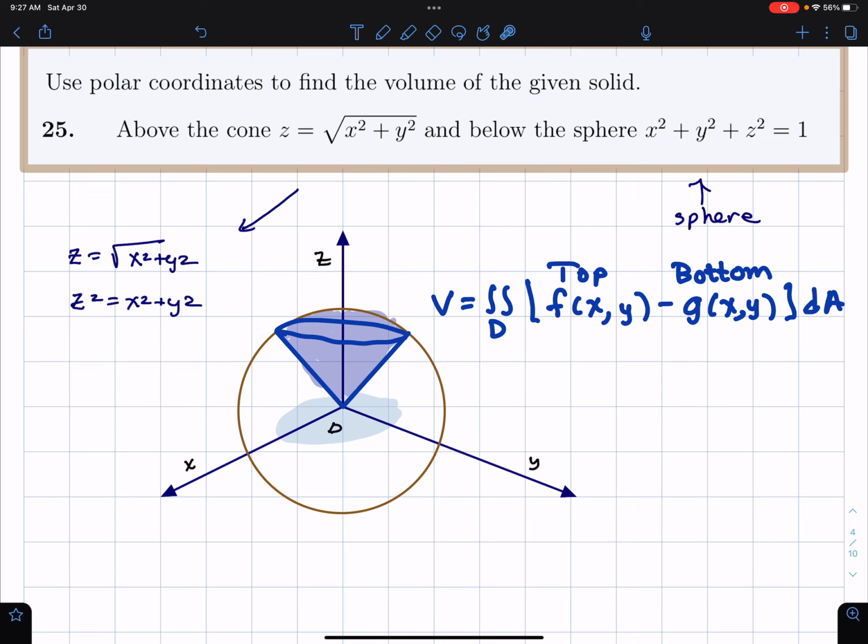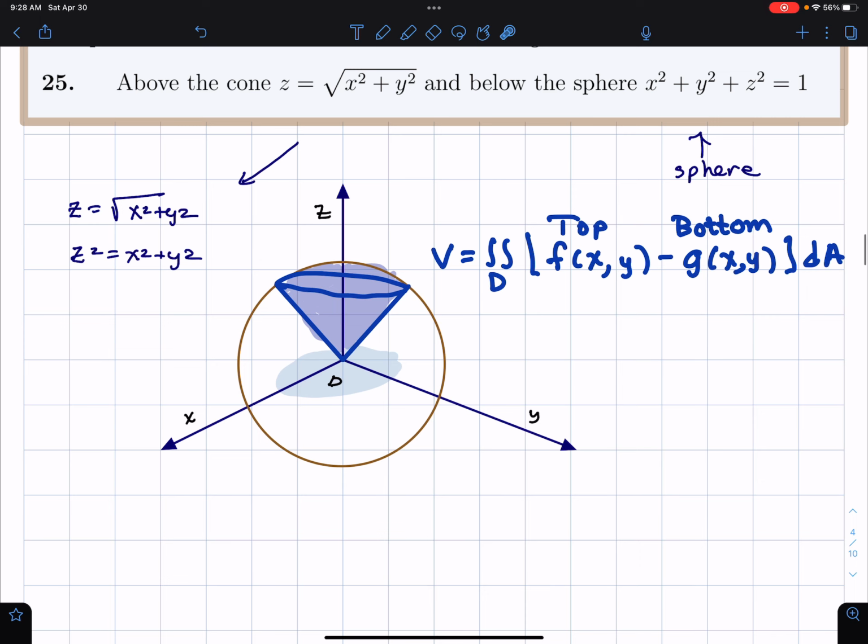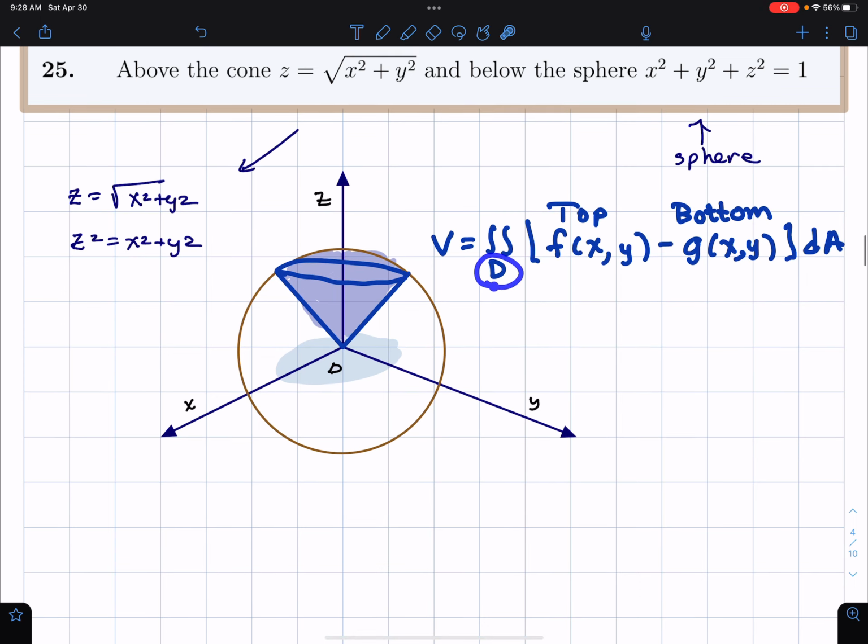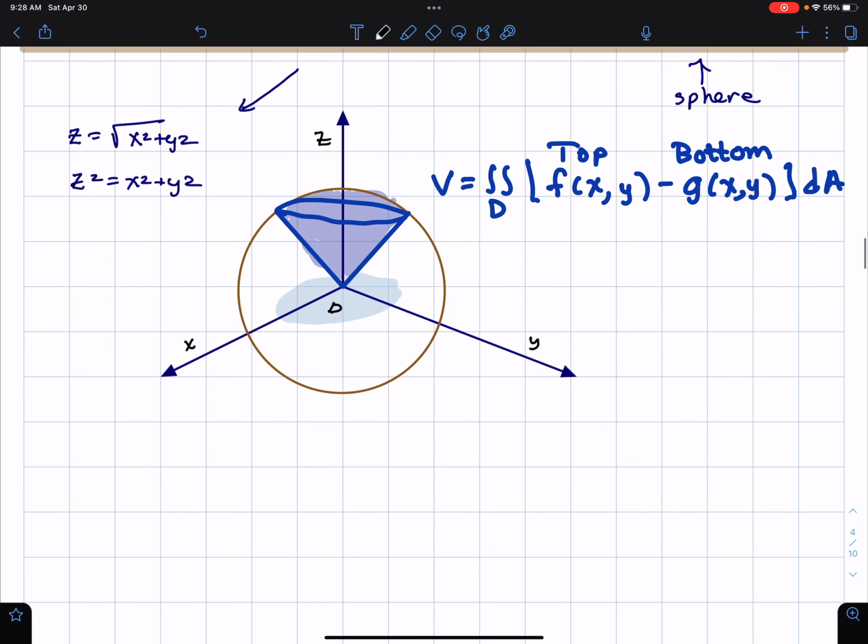So we can see that the projection is taken from this top part here. So that's what D is. I brought that up right now because I have D here. So let me just go back to writing down this volume formula. Then we'll find D.